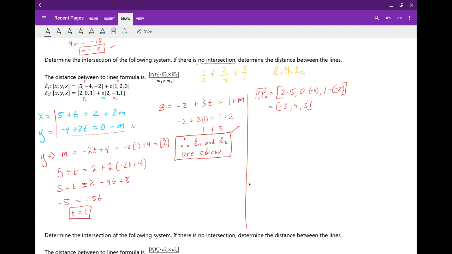Back where I was talking about P1, P2 dot M1 cross M2. This is what is known as the triple scalar product, okay? And the question is what do I do? Do I do the dot product before the cross product? Or do I do the cross product before the dot product? And the answer is you do the cross product first.